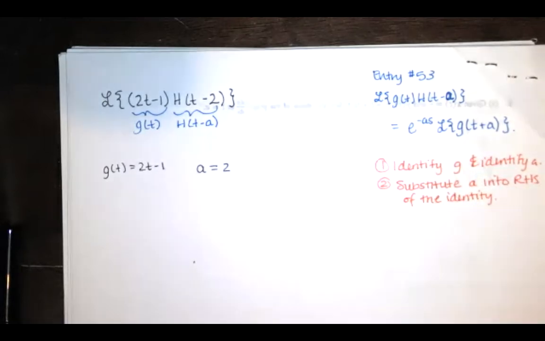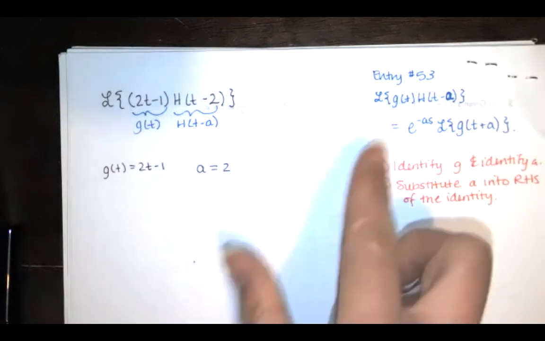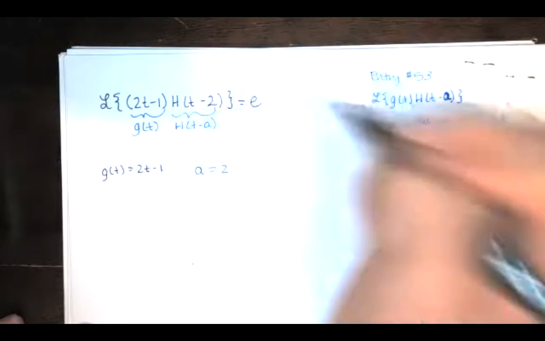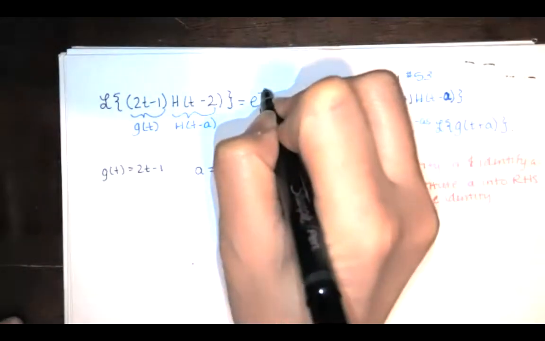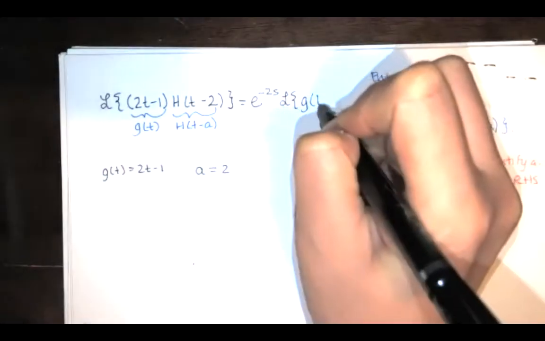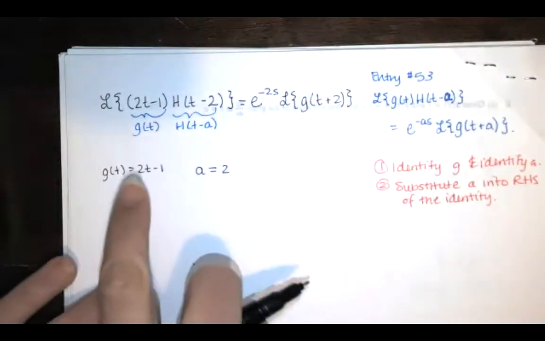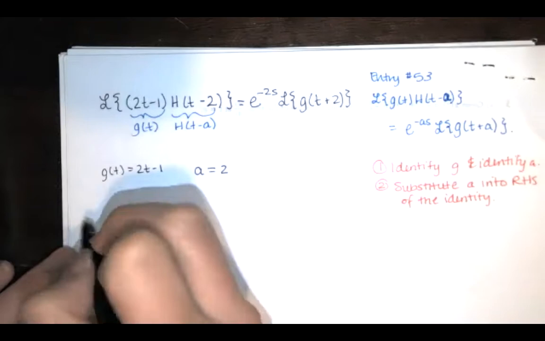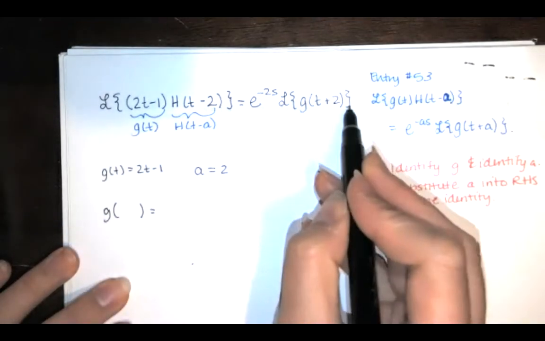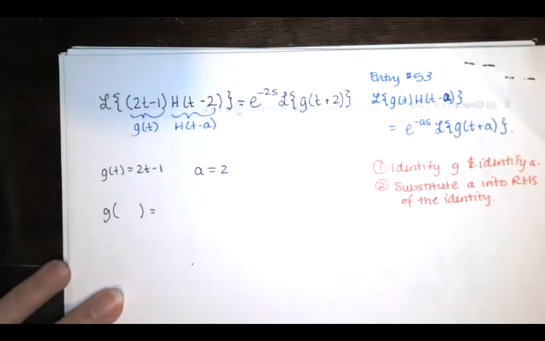So, excuse me, this identity says that under certain conditions, this expression is equal to e to the negative as, where a is 2, so we'll substitute in 2 there, times the Laplace transform of g of t plus a. If a is 2, that's going to be g of t plus 2. So I've got a g of t here. I need to find g of t plus 2 next.